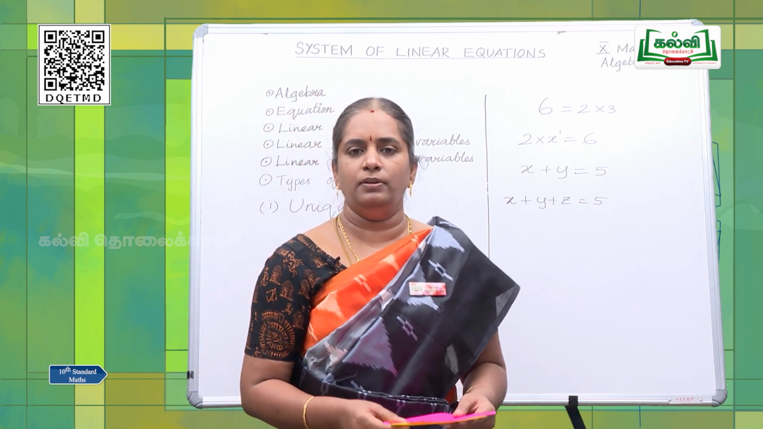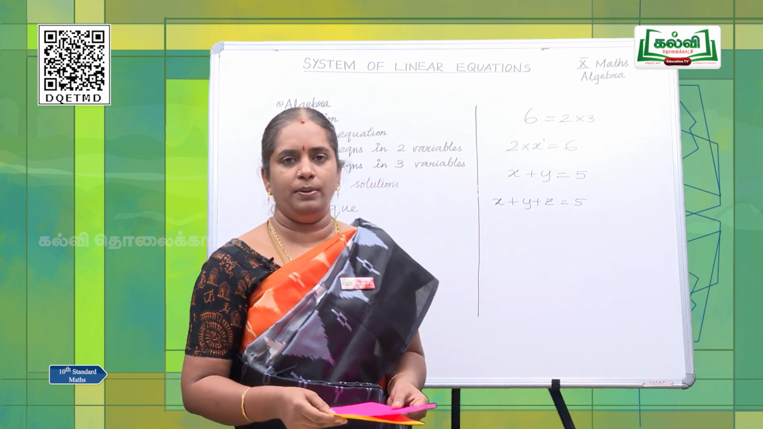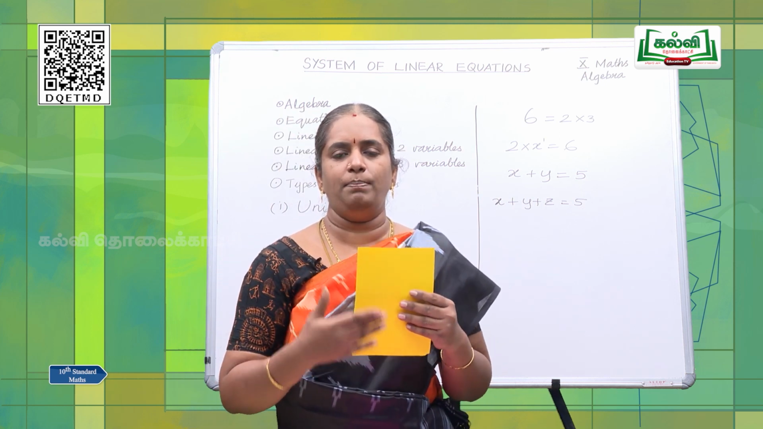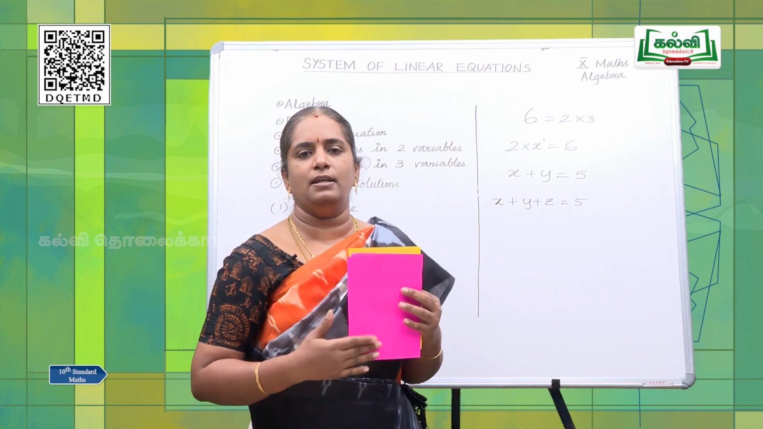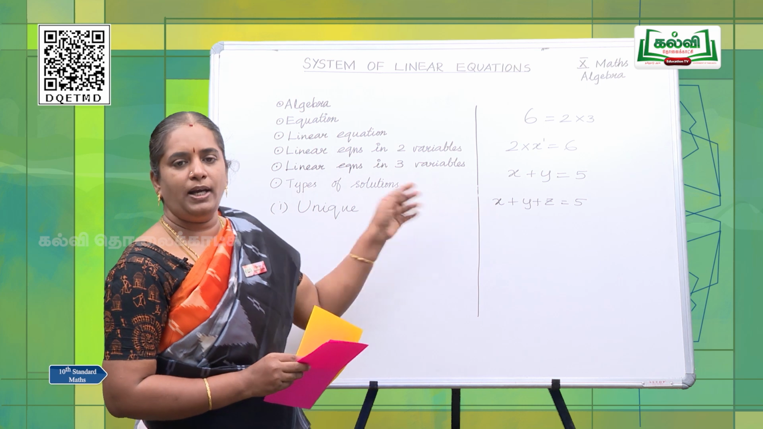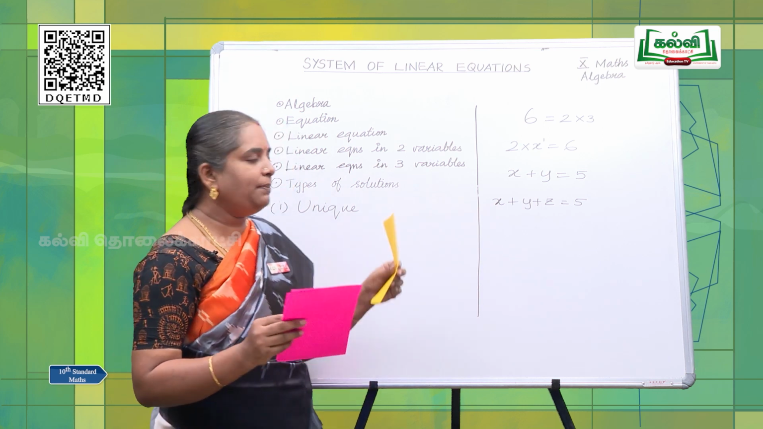Now, I am going to give you some examples for planes. Let us say this yellow sheet, this surface is a plane and this surface is a plane. And let us take one more surface, the surface of the board, as a plane. So, we have three planes now.